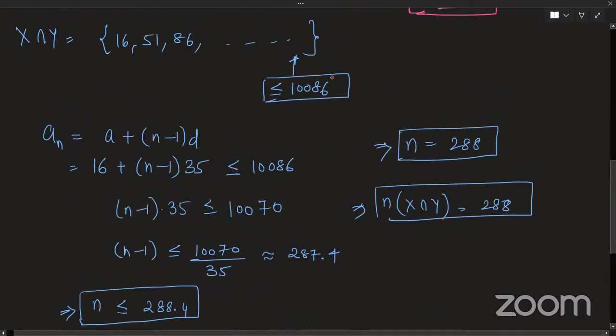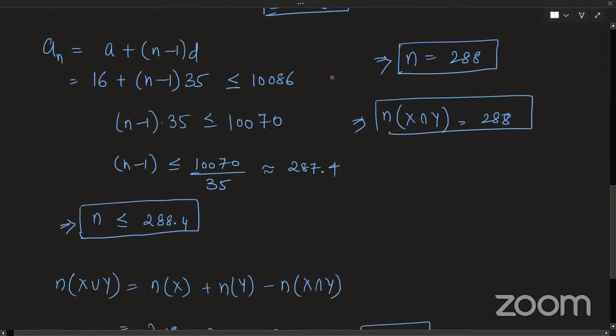See Bhavna, what is happening is when I did this AN, my last term should be lesser than or equal to 10086. So n minus 1 is lesser than or equal to 287.4, so my n is lesser than or equal to 288.4. Any integer should be lesser than 288.4. So what is the largest integer that is lesser than 288.4? It is 288. That is why I'm taking 288, because it has to be lesser than 288.4. I can't take 289 there; I have to take 288 only.